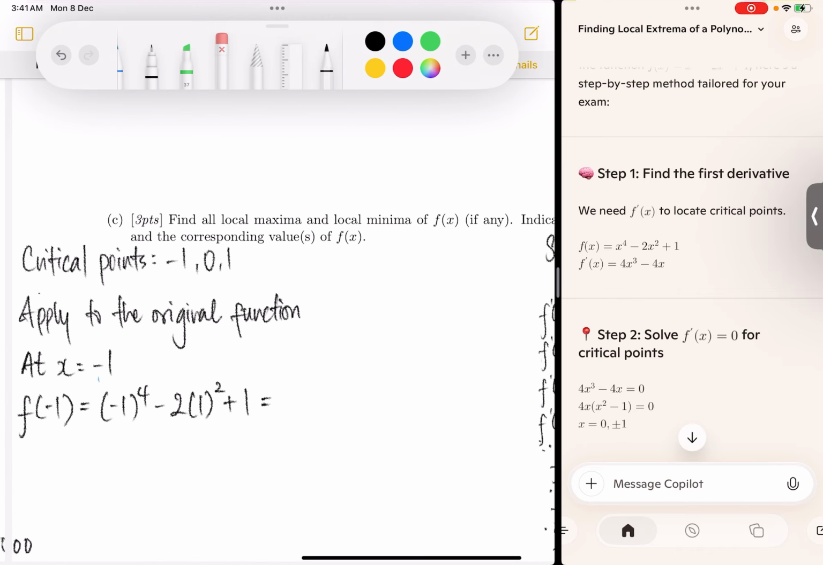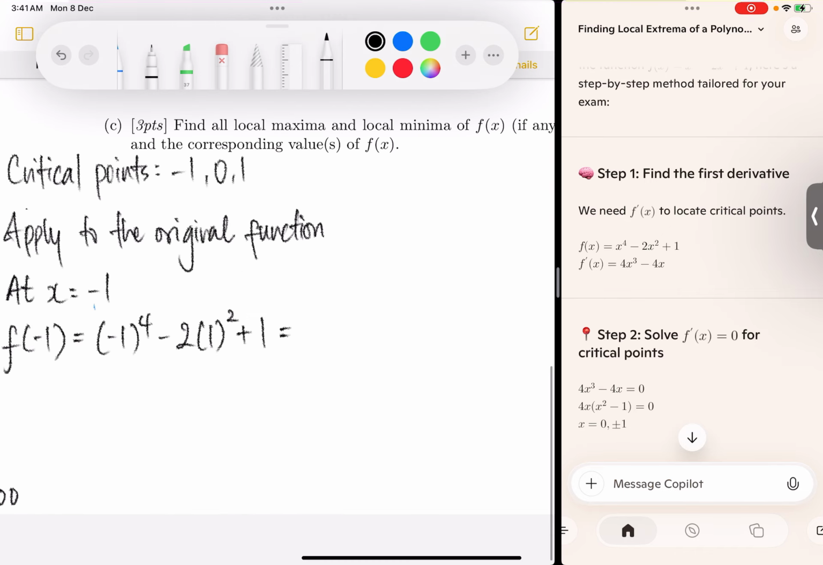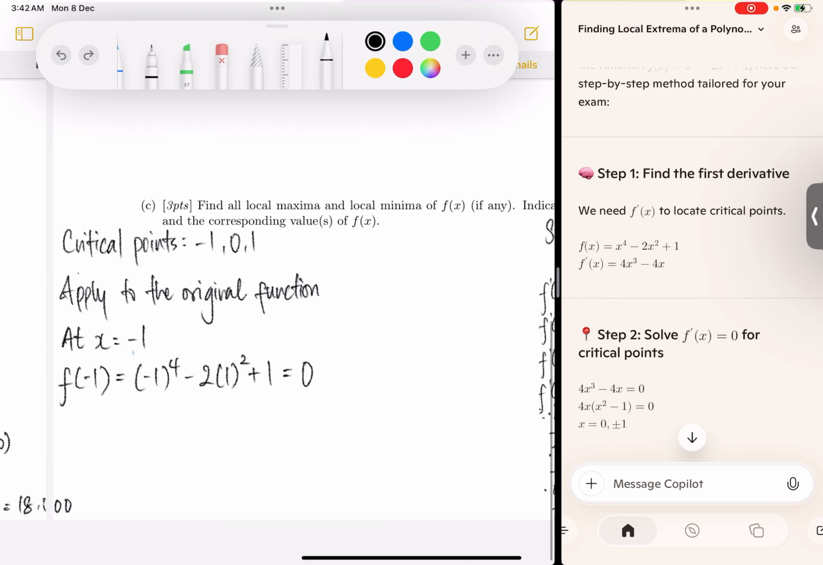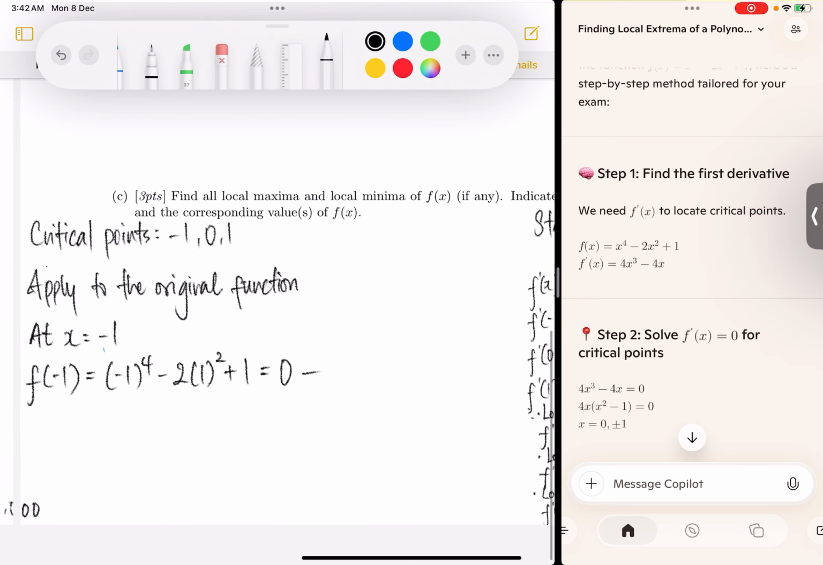Yeah. Okay. So we just have to check whether this is bigger than 0 or if it equals 0. If it is equal to 0 or if it's smaller than 0, if the answer of the function is smaller than 0 or equal to 0, then that means this is a local minima.